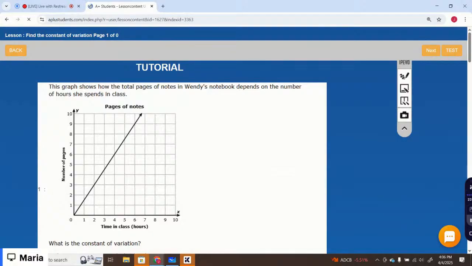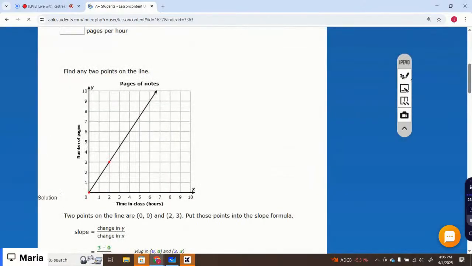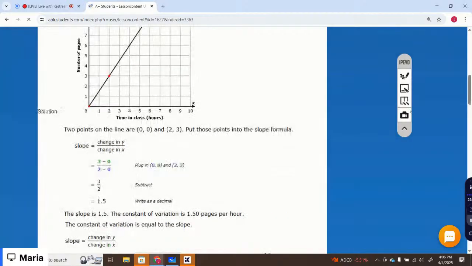The graph shows how the minutes in Wendy's notebook depends on the number of hours she spent in the class. What is the constant of variation? To calculate the slope of the graph, you can just select any two points on the graph and calculate the slope by using the formula change in y divided by change in x. So the slope is 1.5.